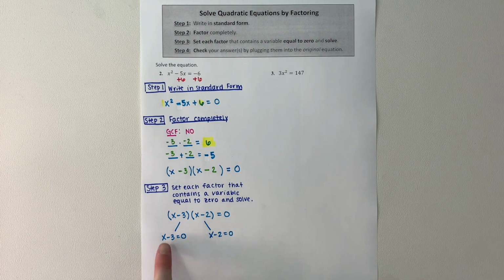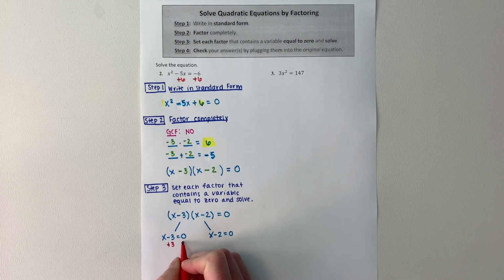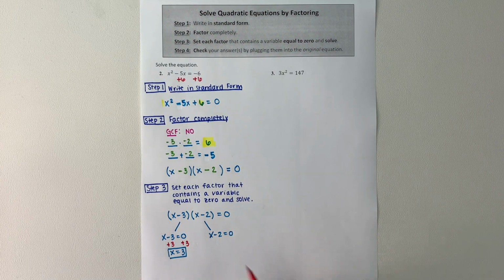Now we just need to solve each of these equations. To solve this equation for x, we'll add 3 to both sides, and that will leave us with x is equal to 3. To solve this equation, we'll add 2 to both sides, and that will leave us with x equals 2. And our final answer can be written like this, or if you're asked to write your final answer using a solution set, you would just insert your two answers inside curly brackets and separate them with a comma.